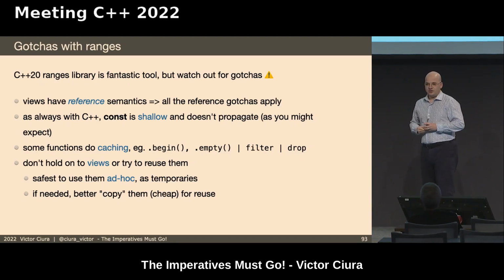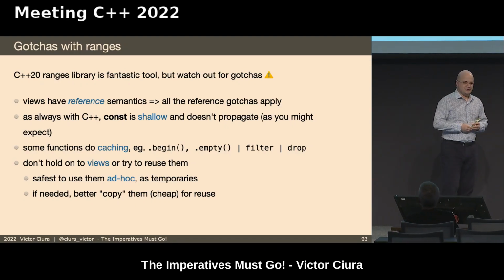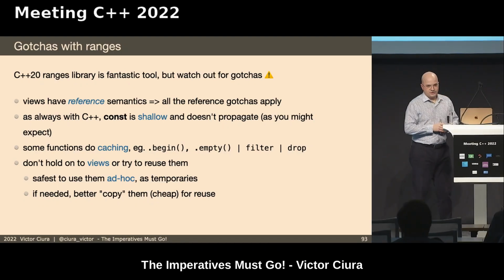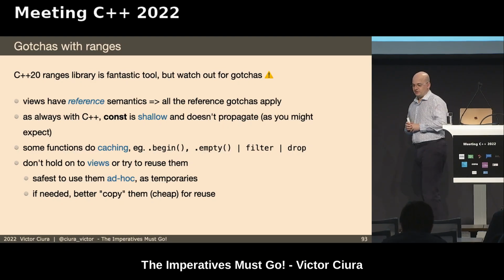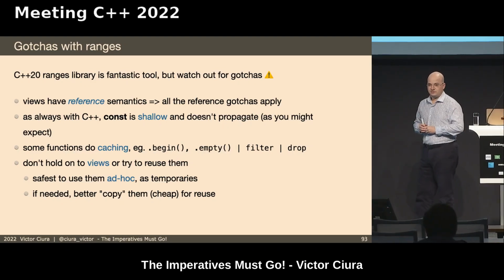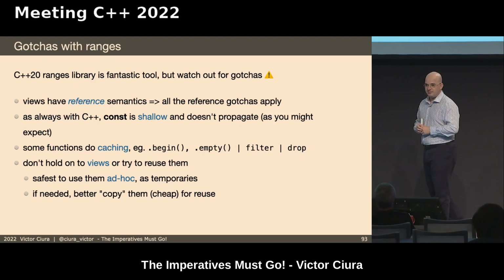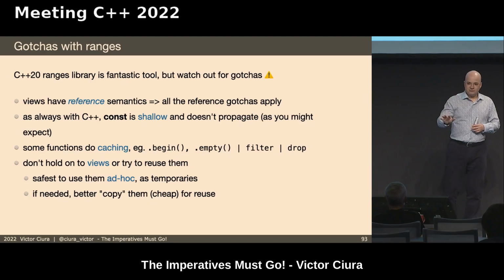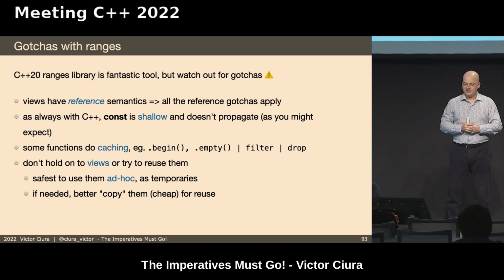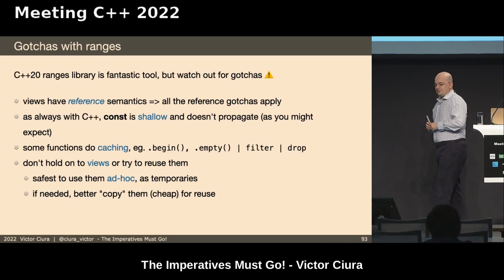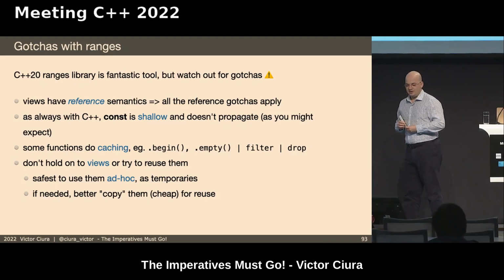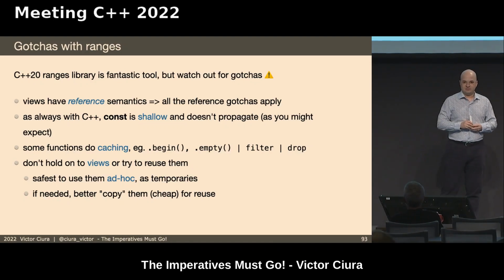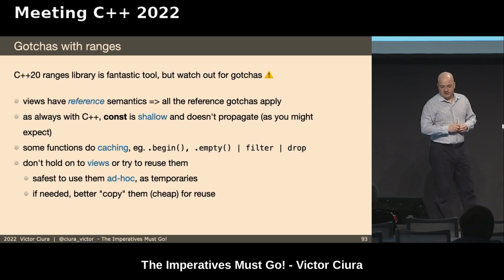We've already heard a few gotchas from Nico in his keynote on ranges. I'm going to reiterate some of them that I consider important. With views, remember that views have reference semantics. So all the reference gotchas of C++ apply to views. It's nothing new. We just have to remember that they have reference semantics. As always with C++, const is shallow and doesn't propagate as you might expect sometimes. So be aware of that.